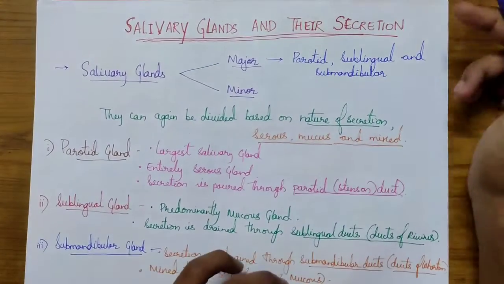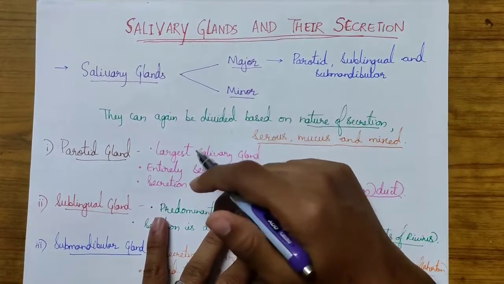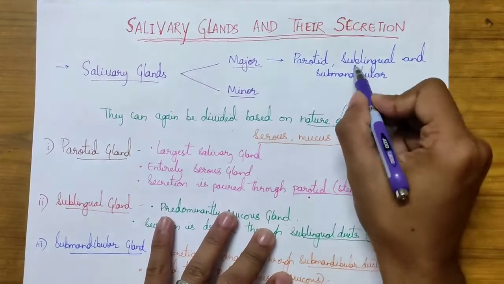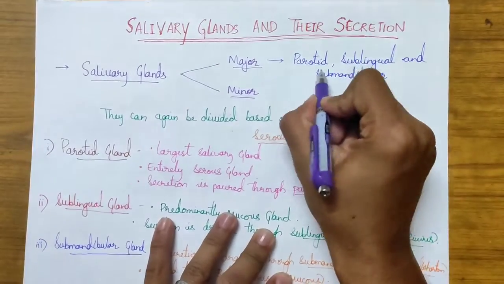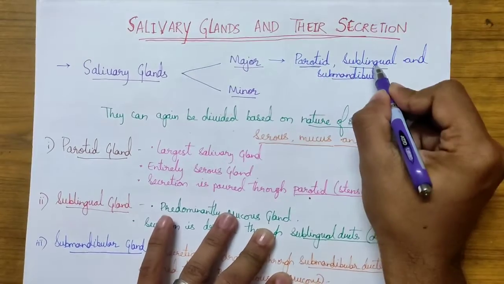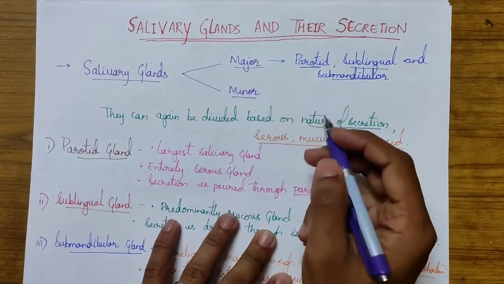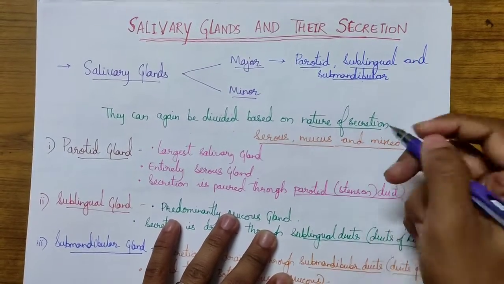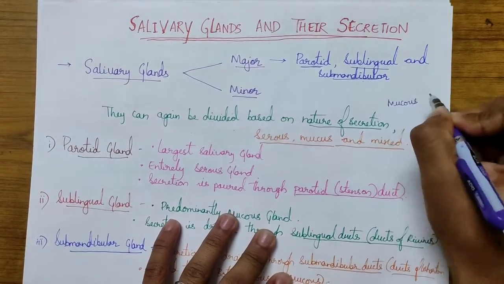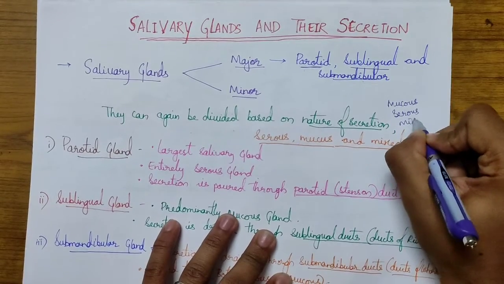Salivary glands can be divided into major and minor salivary glands. The major salivary glands are the parotid, sublingual and submandibular glands. There is one pair of each. They can also be divided based on the nature of secretion, like the mucus secretion glands, the serous secretion glands and the mixed secretion glands.